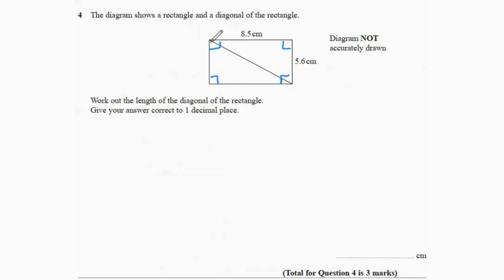So that means we have this right angle triangle over here, which I will highlight for you. This is your right angle triangle. So we're trying to find the diagonal, which is the hypotenuse again. So let's call this x. X squared equals 8.5 squared plus 5.6 squared.